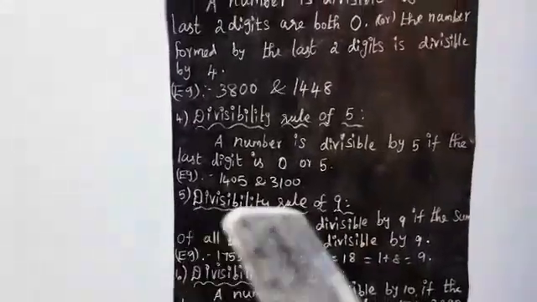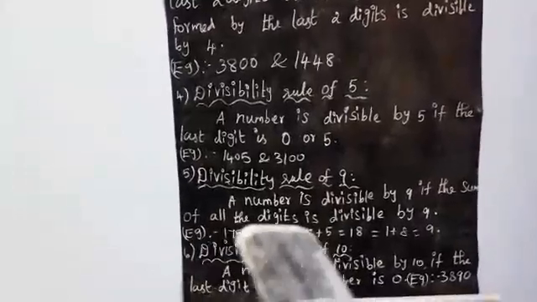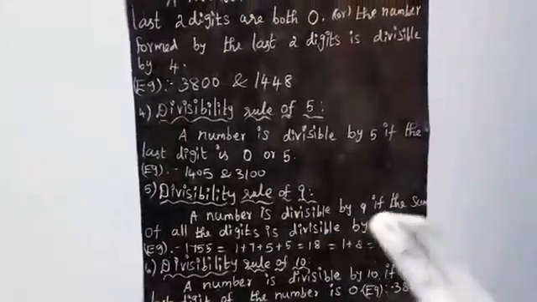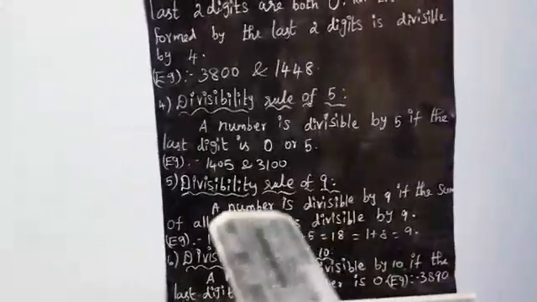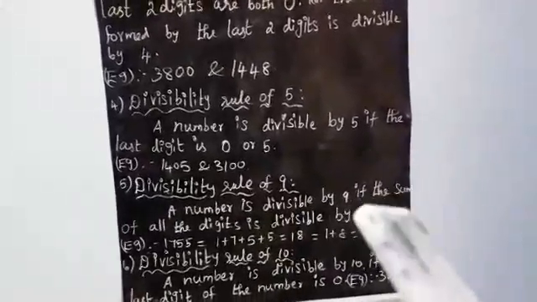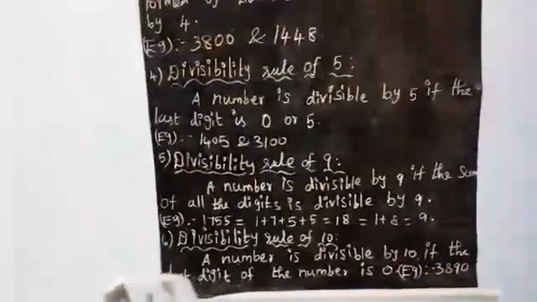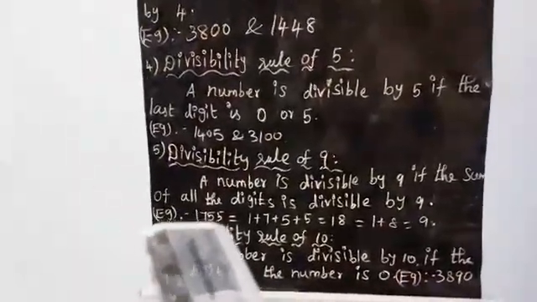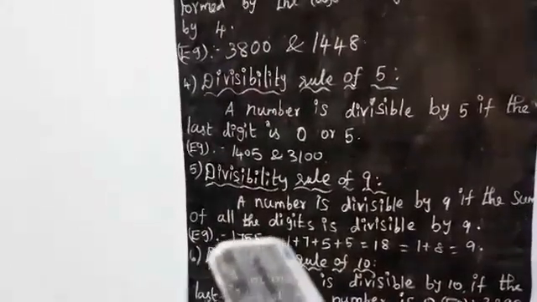Then fifth rule, divisibility rule of 9. A number is divisible by 9 if the sum of all digits is divisible by 9. Now look at the example, 1755. The sum of digits is 1 plus 7 plus 5 plus 5.